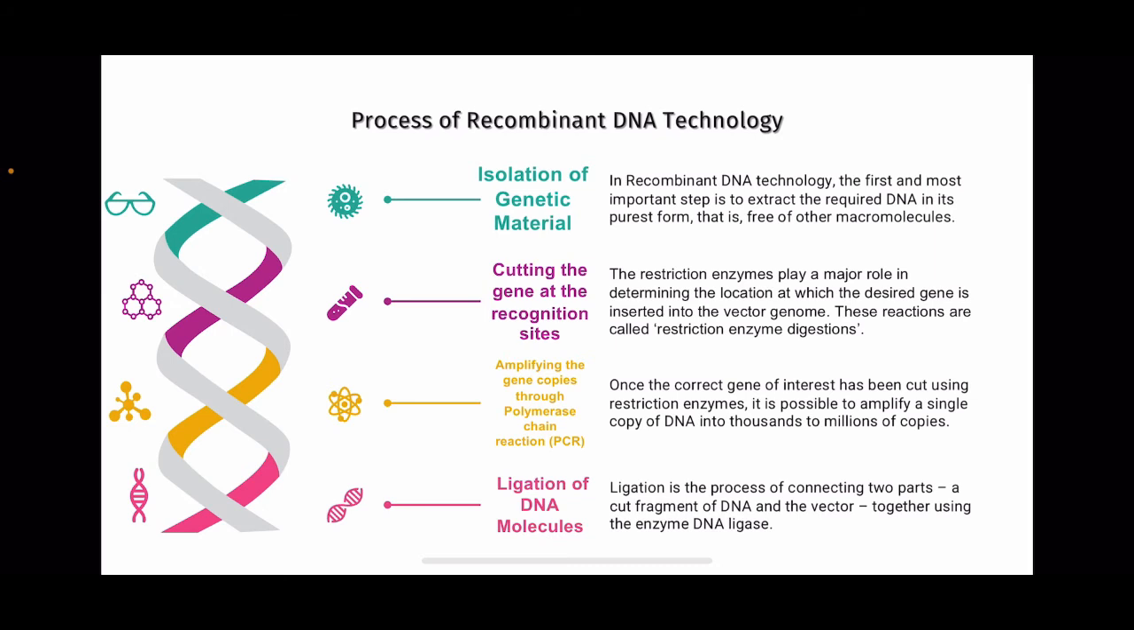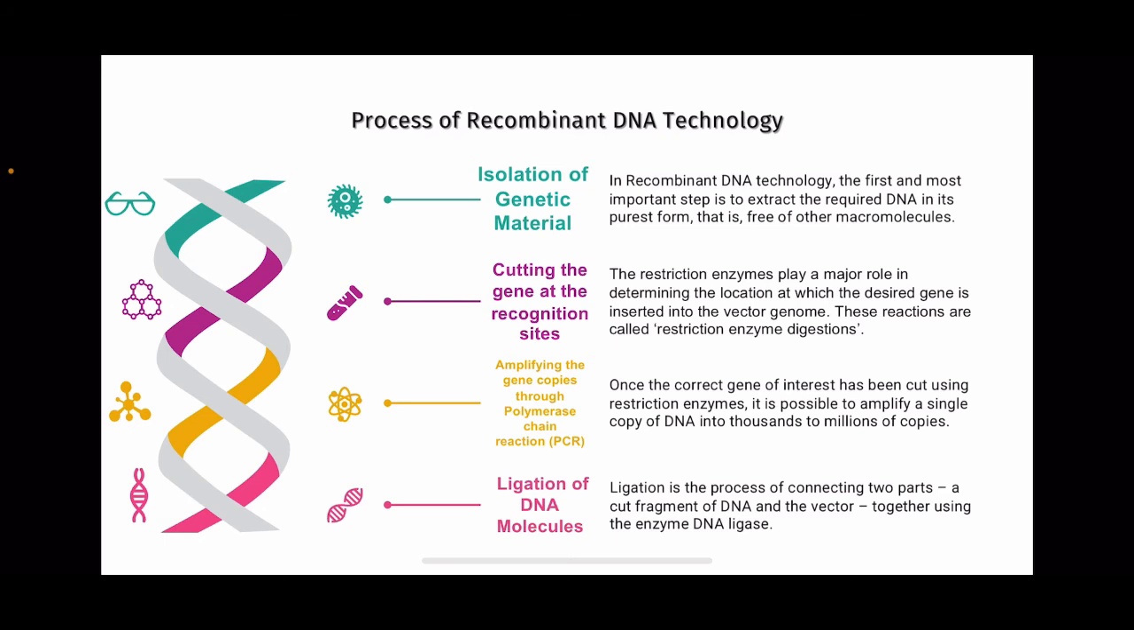I will define the process, application of recombinant DNA and cloning DNA. The complete process of recombinant DNA technology includes multiple steps, maintained in a specific sequence to generate the desired product. First step is isolation of genetic material. The first and the initial step in recombinant DNA technology is to isolate the desired DNA in its pure form, like free from other macromolecules.